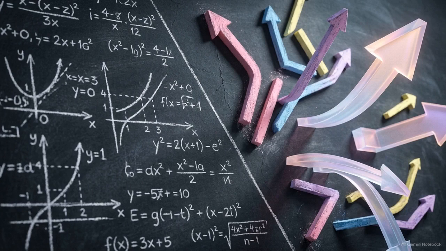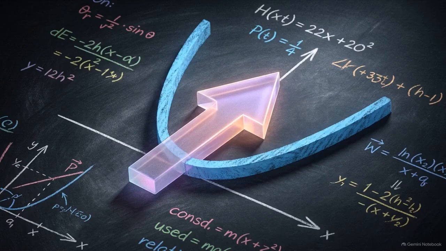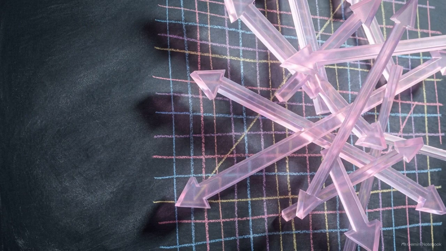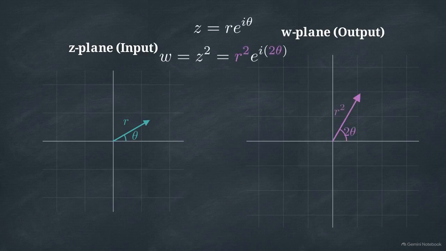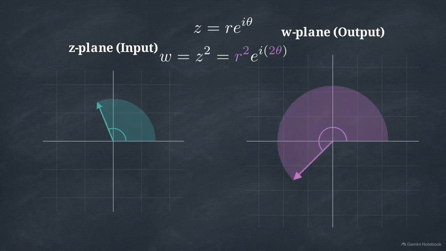This transition from static algebraic equations to geometric arrow mappings exposes the topological structure of complex calculus. We can map these mechanics by examining the function w equals z squared. Cartesian coordinates make the geometry of multiplication difficult to see. To track how squaring affects a point, we convert z into its polar form, r, the distance from the origin, and theta, the angle. Squaring this polar coordinate yields r squared times e to the power of i times 2 theta. This establishes a rule: square the distance and double the angle.